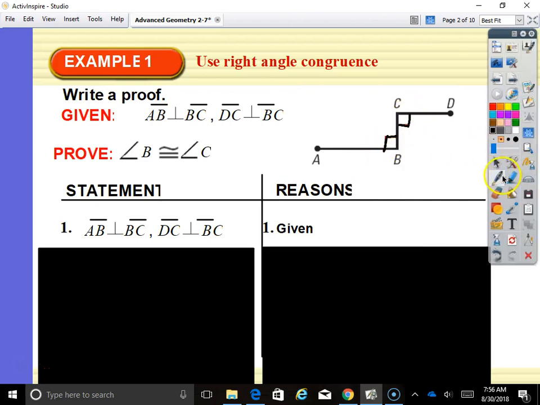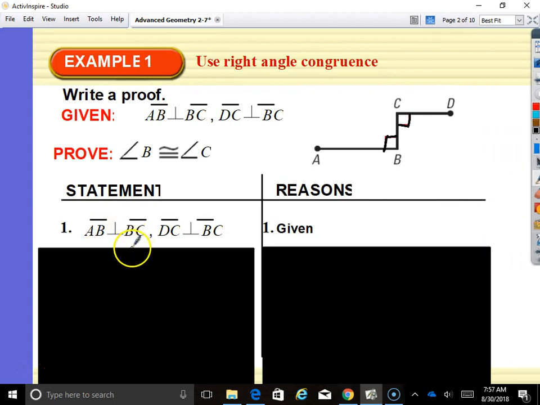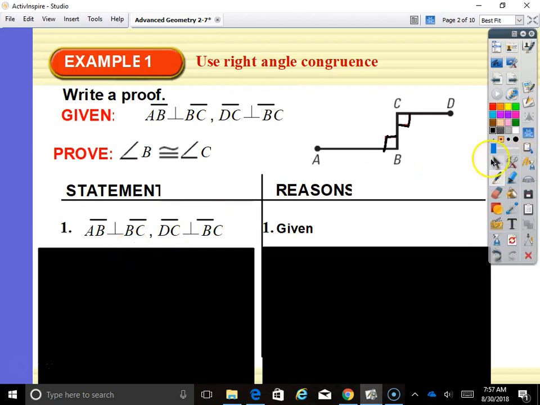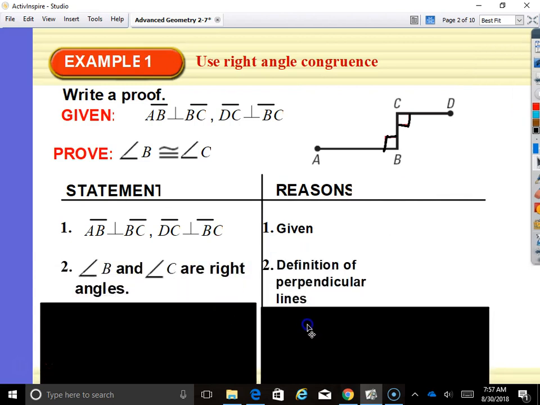Well, why don't we go into the fact that they're perpendicular? Isn't perpendicular a vocabulary word? Anytime we have a vocabulary word, the next thing we do is say what we know because of the vocabulary word, and the reason is the definition of the vocabulary word, right? So if they're perpendicular, then they are right angles. So angle B and angle C are right angles. Why? Definition of perpendicular lines.